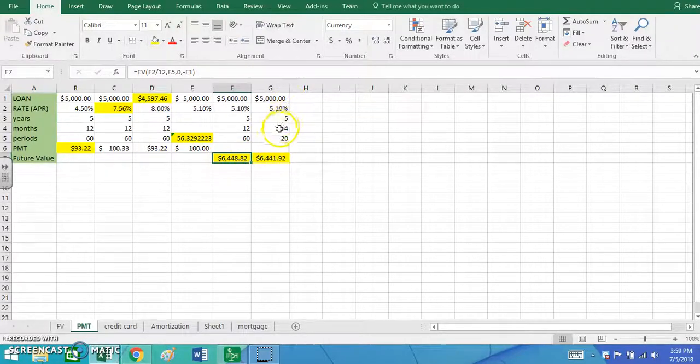Now on this one, notice what I changed. The months is 4 because it's actually not months, it's how many periods I'm making, and it's quarterly, so it's 4 times a year. That means the number of total periods over a 5-year period of time is 20. When I put this into my formula, notice I divided the rate by 4 instead of dividing it by 12, and I ended up with 6,441.